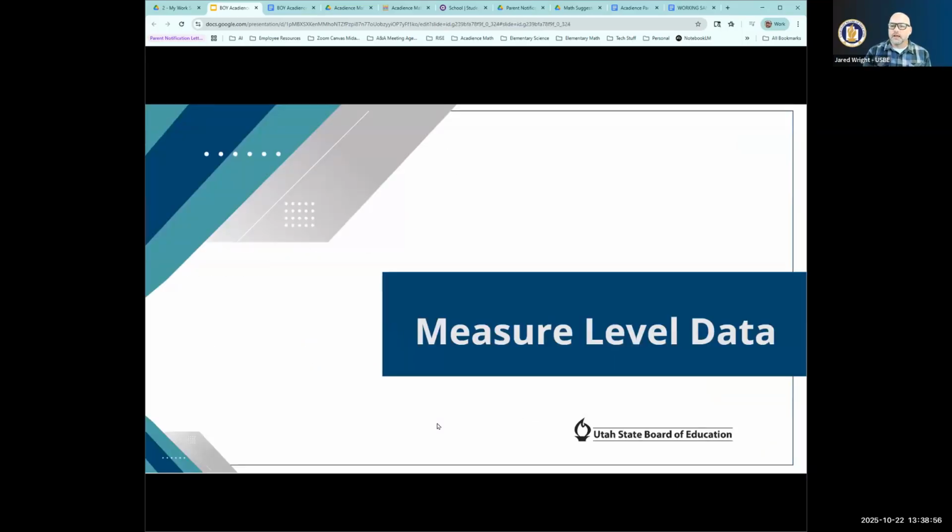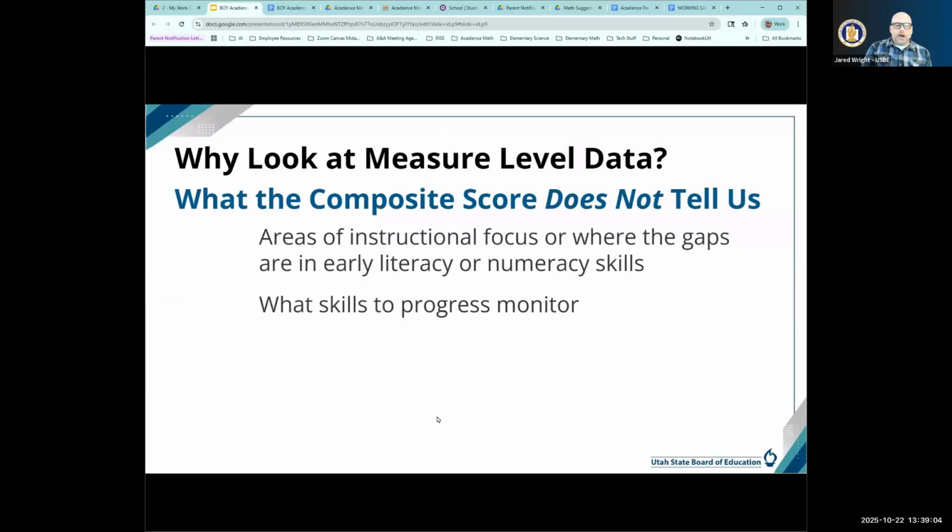All right, so now we're going to narrow or look a little bit more focused on measure level data. So why would we want to move to measure level data? Why not just stick with the composite score? Well, there are some things that the composite score doesn't do. So we mentioned those 4 areas that the composite score can tell us, but there are some things that the composite score does not tell us.